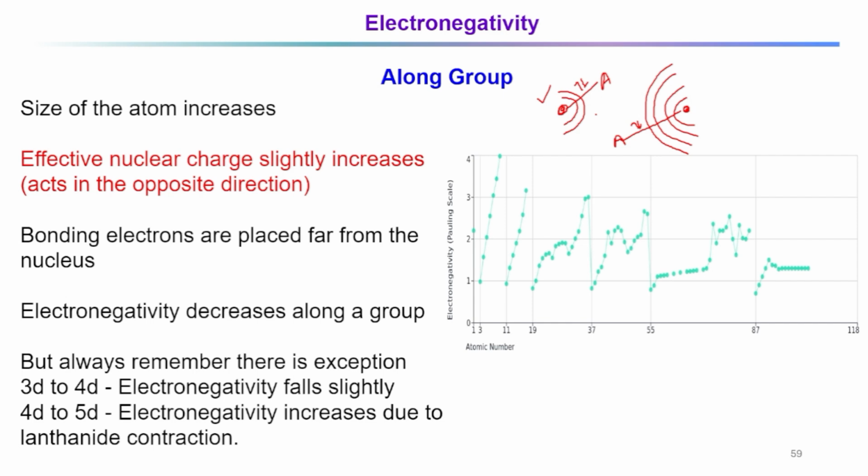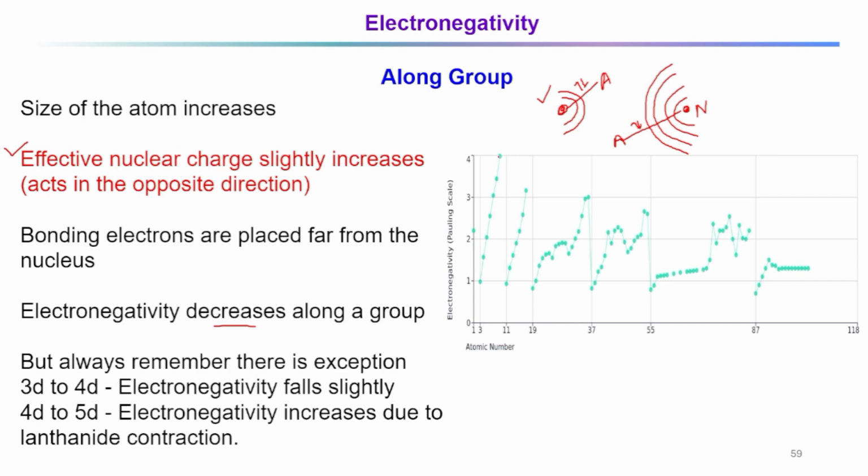So in a group we are going from top to down. So the number of orbits is increasing. As a result, the size of the atom is also increasing, and these bonding electrons are placed far from the nucleus. So this is the nucleus, and these bonding electrons are placed far away. So that's why the electronegativity decreases along a group. Now here is one more point, that effective nuclear charge slightly increases, which acts in the opposite direction, and it's a minor effect.